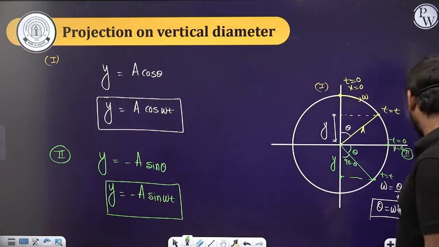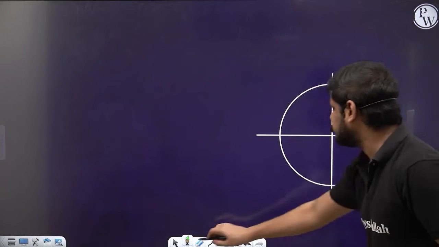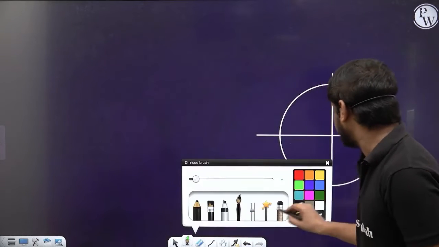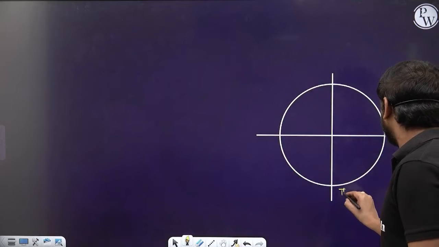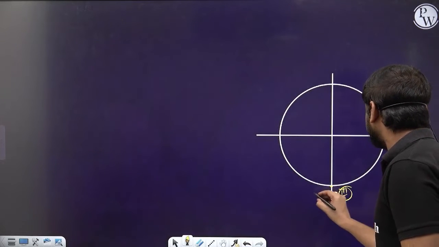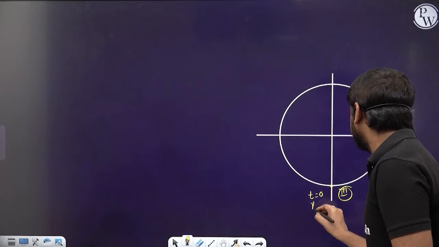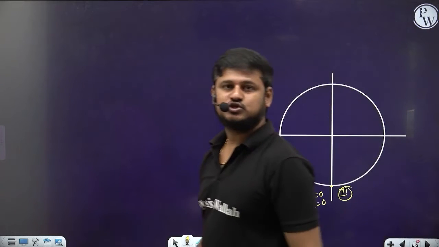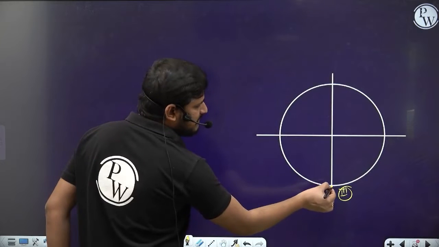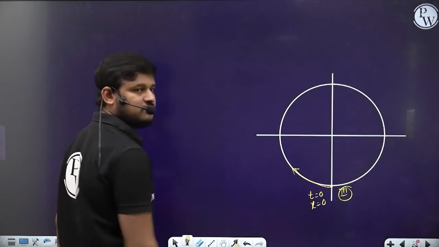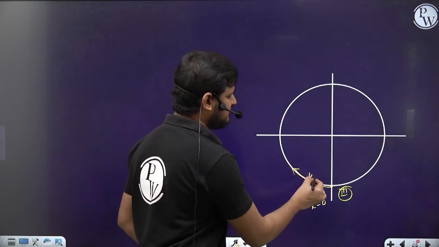And similarly you can consider another scenario. Let's say the third scenario. I'll write the third scenario here, where the particle is starting at time t equal to 0. So the x is equal to 0 position. At time t equal to 0, x is equal to 0. So now the particle is making the S.H.M. in this particular path with omega.